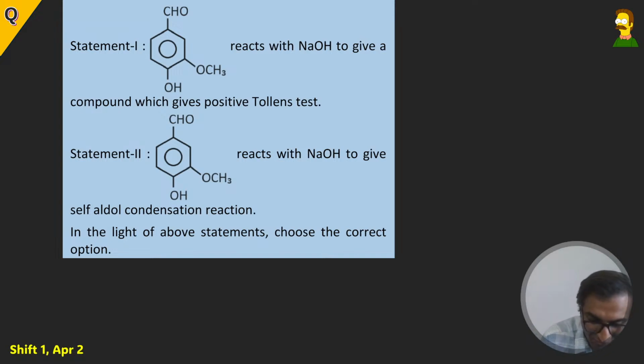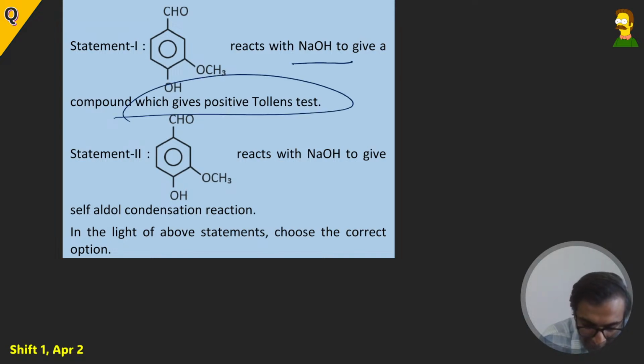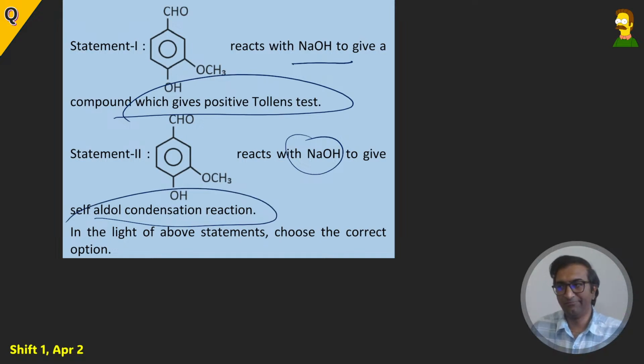All right. So this compound reacts with NaOH to give a compound that gives a positive tollens test. This compound reacts with NaOH to give self-aldol condensation. Now, this can be figured out by just mugging what happens where, right? But the word condensation should give you an idea. Condensation करने के लिए there must be something to condense. अगर इसमें alpha hydrogen है नहीं, this is how I have mugged it, right? Maybe it's not the best way to do it, but I think it works. If there is no alpha hydrogen, then there is no condensation, right? Hence, this must be Cannizzaro.